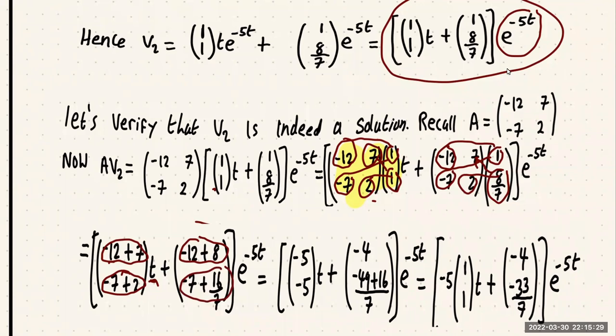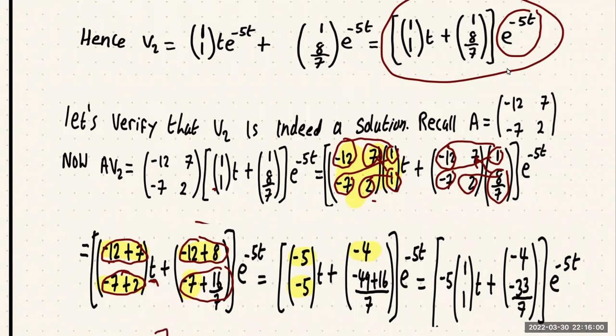Now, adding, looking at these now. So negative 12 plus 7 is negative 5. That's how I got that. And negative 7 plus 2 is negative 5. That's how I got that. And then negative 12 plus 8 is negative 4. And here, you can write minus 7.